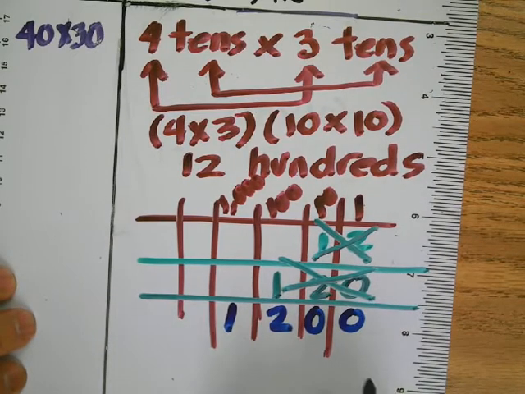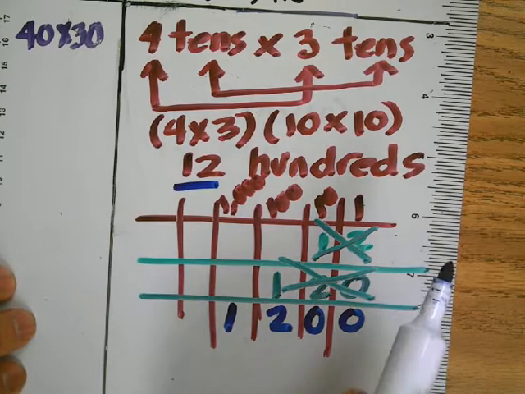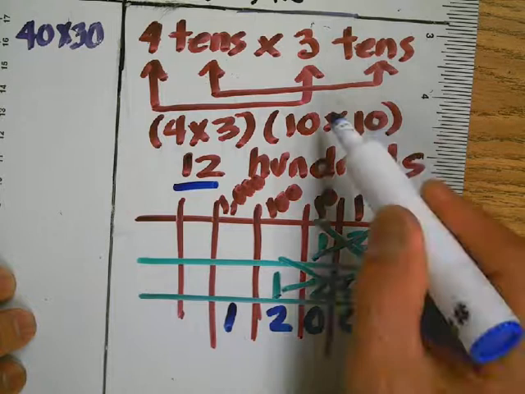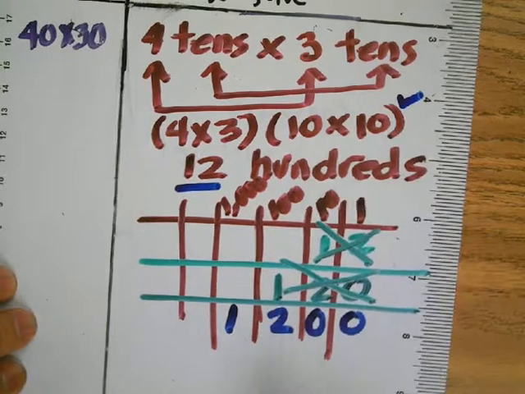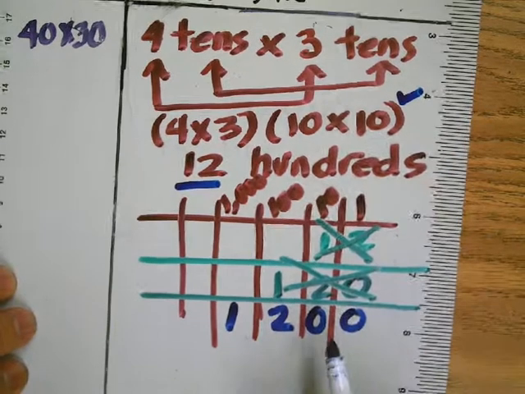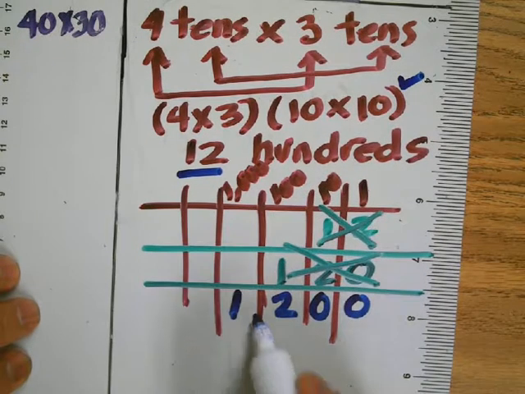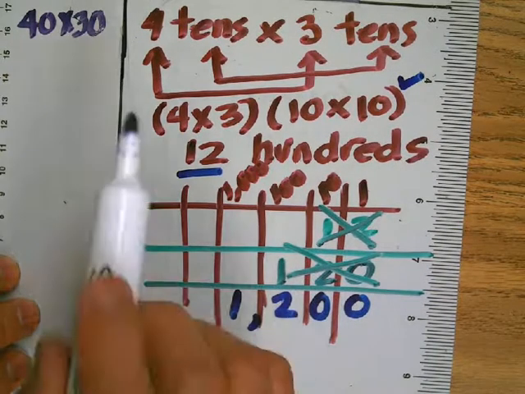And how will you check that? Well, look, there is a 12 here, and there is a 10 times 10 here. Those are the two zeros that are part of this answer. So now we know that the answer is correct.